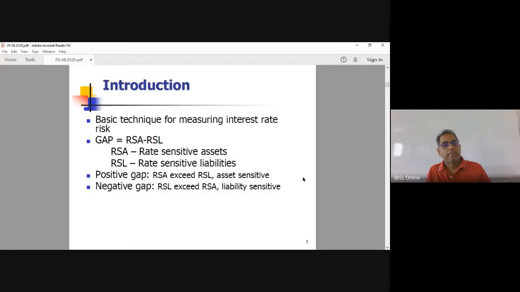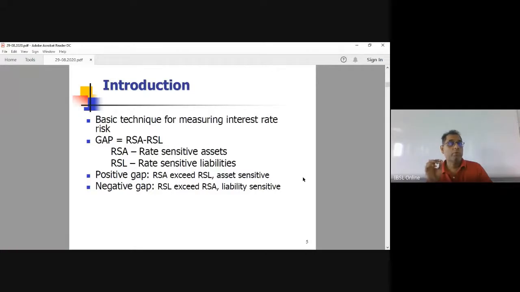Negative gap means liabilities that exceed assets. So basically you have more deposits than you have given out assets. So it's liability sensitive. We'll go into detail, but try to just absorb this. So positive gap is where we have more assets than liabilities. Now you can ask how the balance sheet will then balance out. Remember, we are talking about rate sensitive assets here.